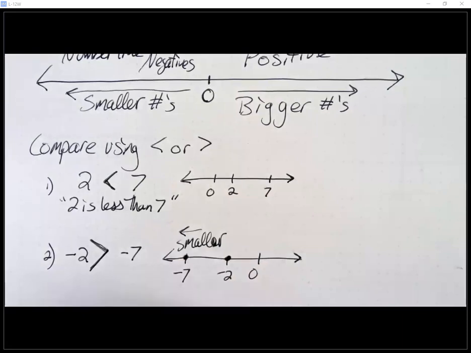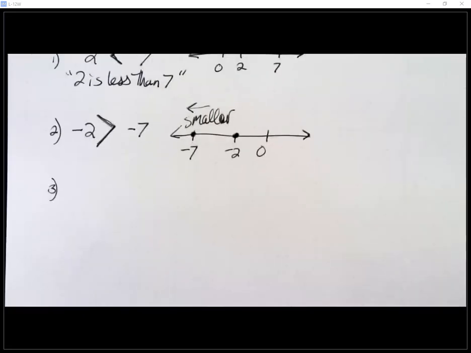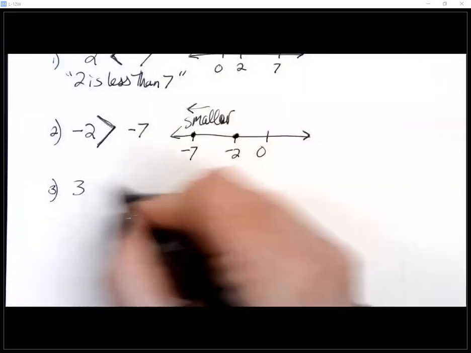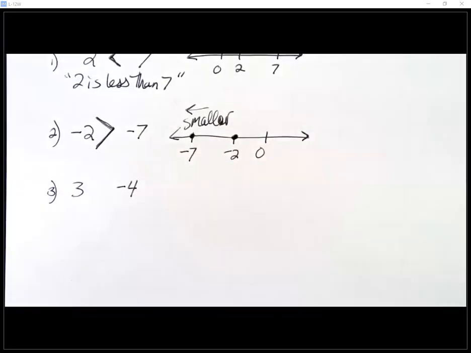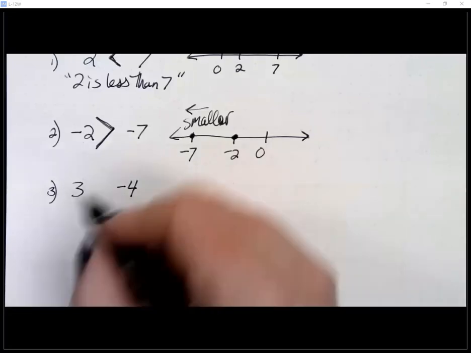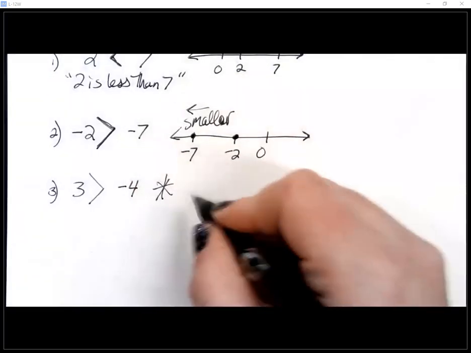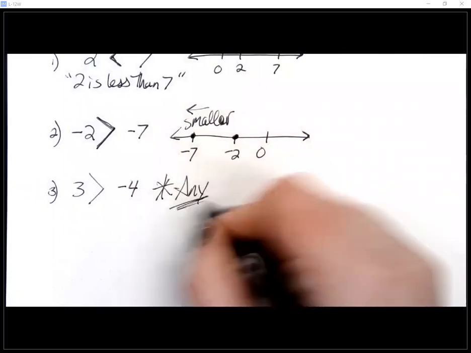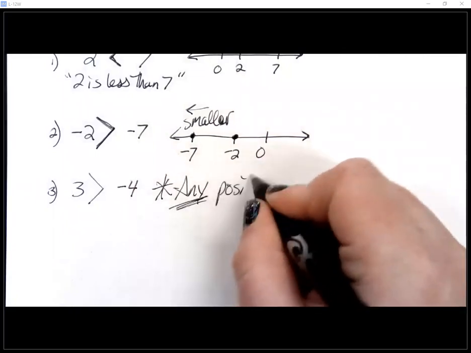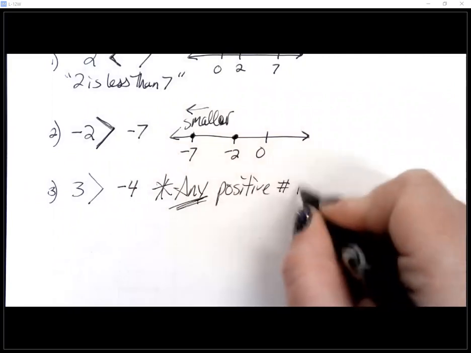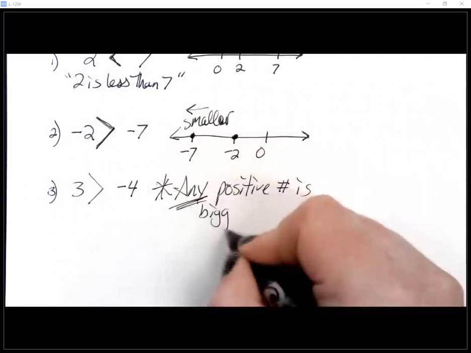Let's try one. I love these ones where one number is positive and one's negative. What if I had 3 and I compared it to -4? Who's bigger? 3. Any positive number is bigger than any negative. You don't even need to look at their values. It doesn't matter. Any positive is going to be bigger than any negative. So put a star somewhere. Any positive number is bigger than any negative.